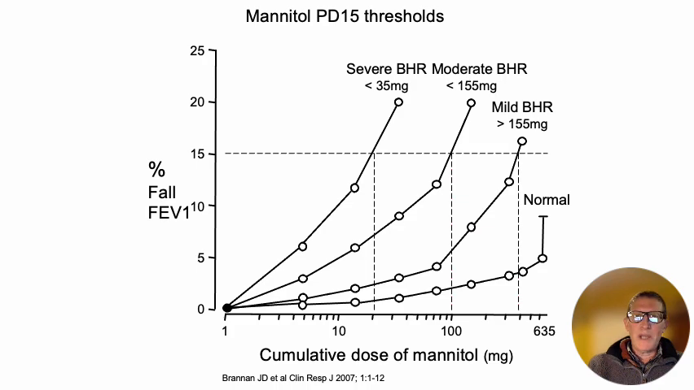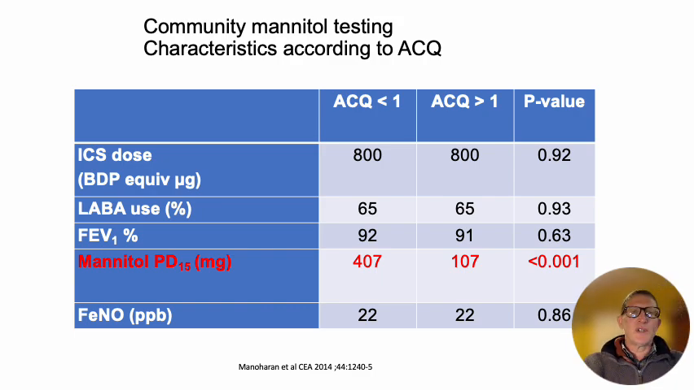So we would use a PD10 in severe asthma and a PD15 in other asthmatic patients. This is a community study where we did mannitol challenge in a community setting, having established it's safe to do. And here we actually use the higher PD15 threshold, dose shown in milligrams.